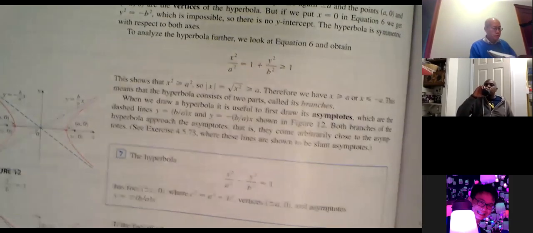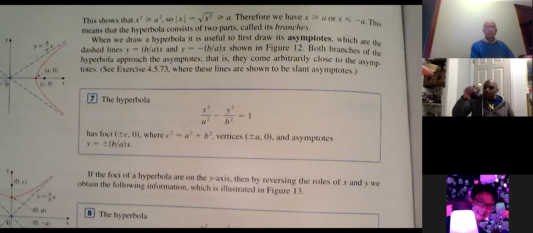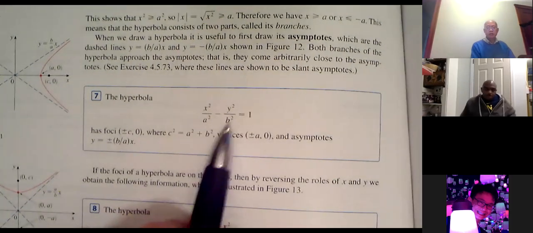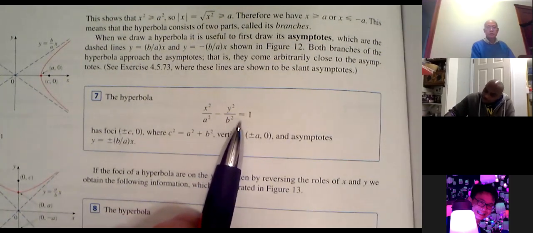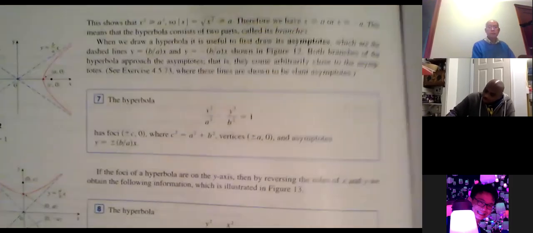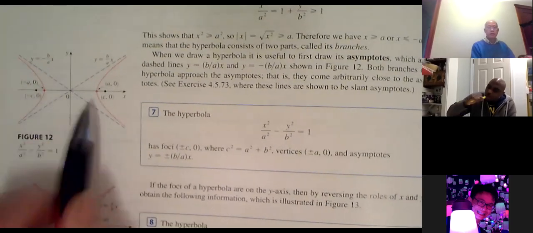Let me show you. All the algebra turns out to be the same. Let me show you what you end up with. Kind of logical: x squared over a squared minus y squared over b squared equals 1. Same thing, except not a plus, it's a minus. The hyperbola is going to go left and right, like so.